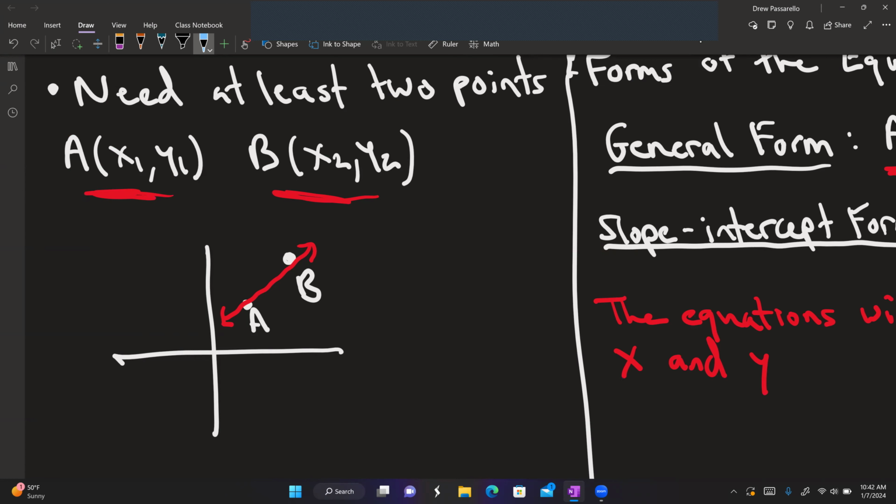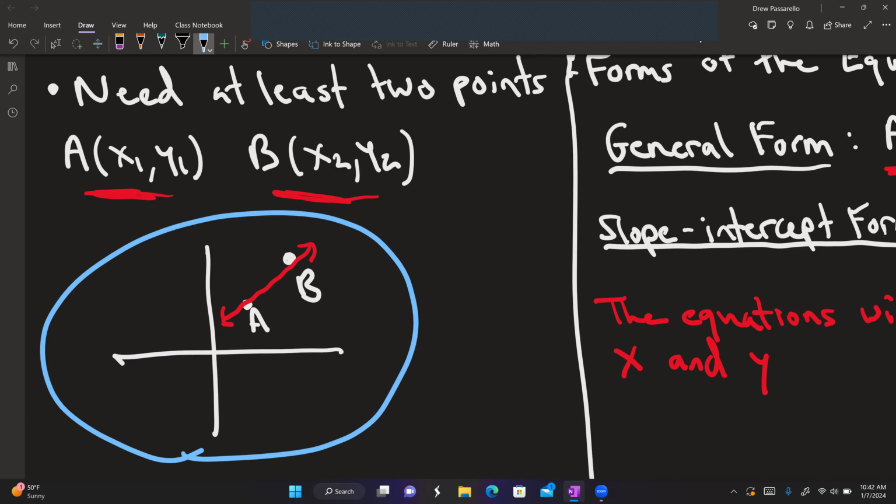And so that's what this is. It's just a picture of a line that's formed by connecting the 2 points A and B. And the main idea is that you need at least 2 points. In HOX, when we do the homework, you're going to be creating a line based on 2 points.